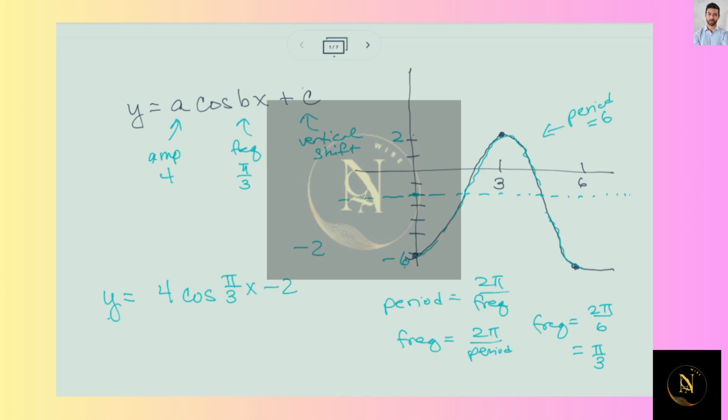But if you put this into an app or whatever, you're not going to see that graph. Why? Because your cosine usually starts at its highest point. In this case, your cosine is starting at its lowest point. That means you're reflecting it, and you need a negative in front. There's your function.